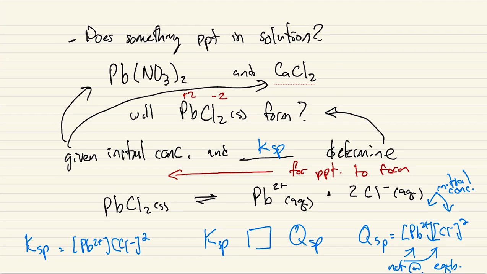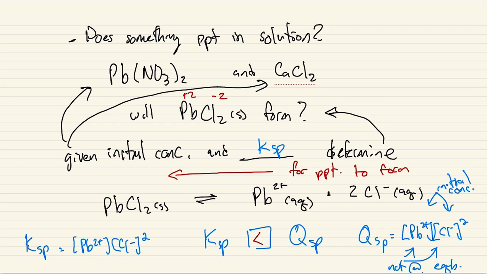So if QSP is greater than KSP, one of the tricks, if you don't want to look at the ratios and compare the actual values, is to always put QSP on the right. Whichever direction the arrow points in, that's the direction the reaction is going to shift. So if QSP is greater than KSP, the reaction is going to shift to the left.